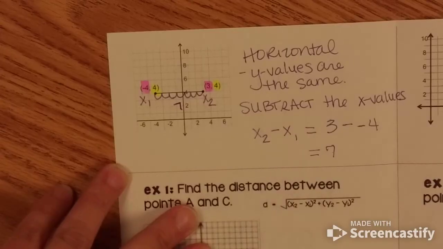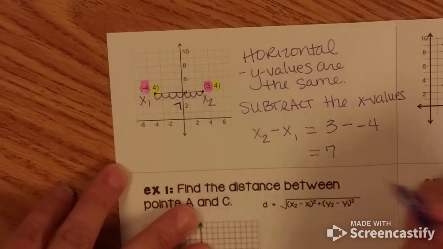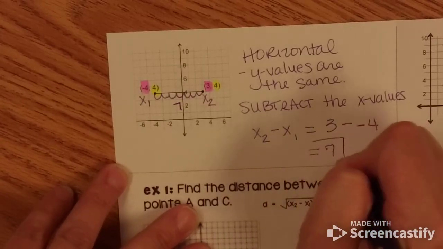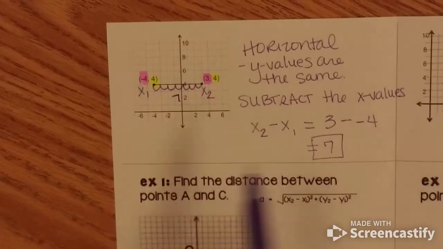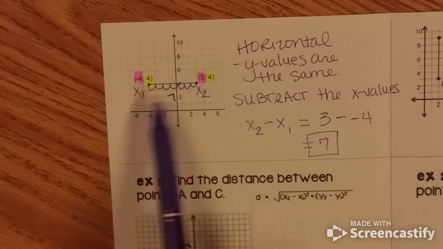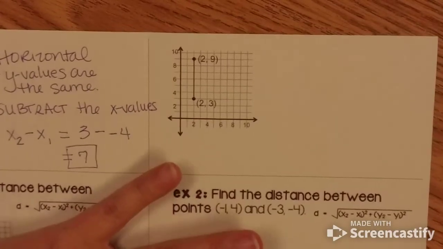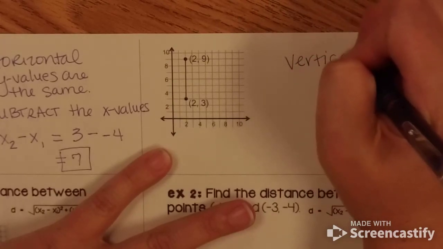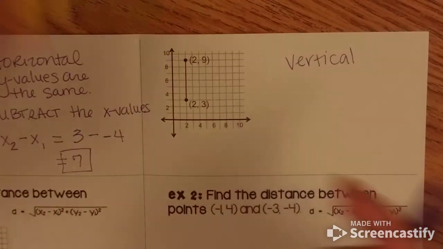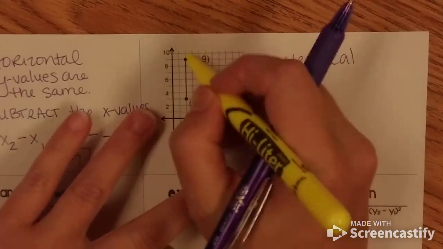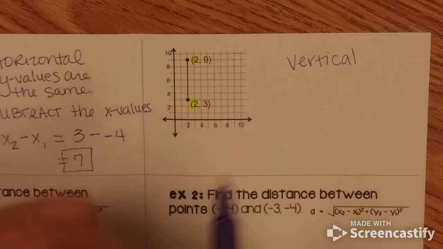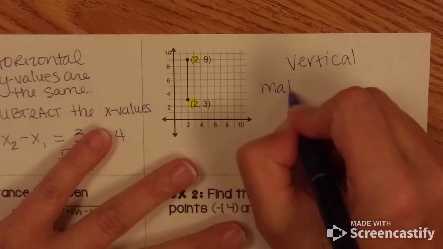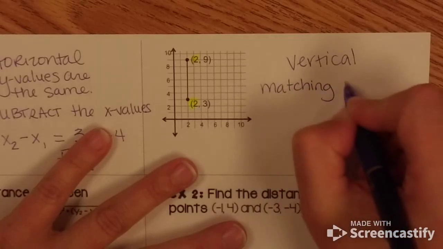And if you remember from the last video about the line segment postulate, we were talking about just subtracting to find those lengths. All right, so on this side we have the vertical line. And on the vertical line, they have matching x values, okay? So if you look, our x values are the ones that match for this, 2 and 2. So that's how we can tell it's vertical, just by looking at points.